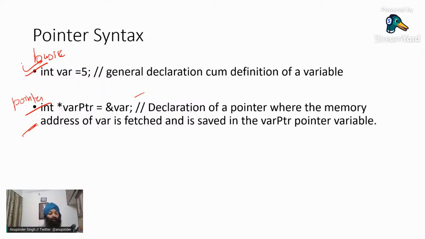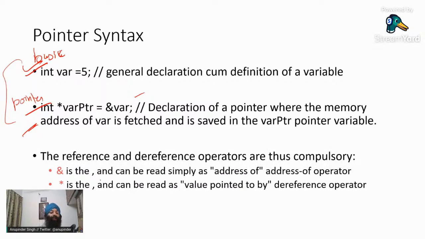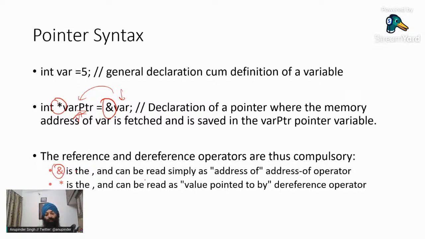If I wanted to elaborate more on the operators, the reference and dereferencing operators are compulsory in this particular instruction, right? If we are not giving that particular set of operators, we will not be able to fetch the address and store the address into the specific memory location where it is supposed to be stored under the pointer variable. So what these operators resemble: ampersand is read as the address of operator, whereas asterisk is read as value pointed by that operator, and this is also known as the dereference operator.